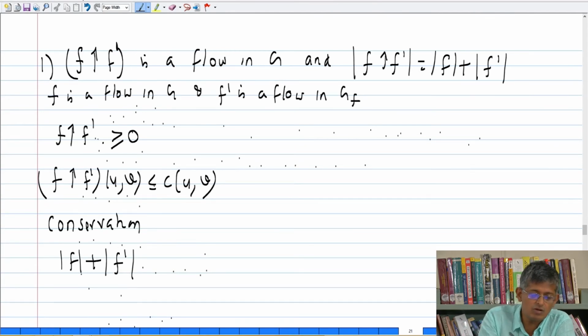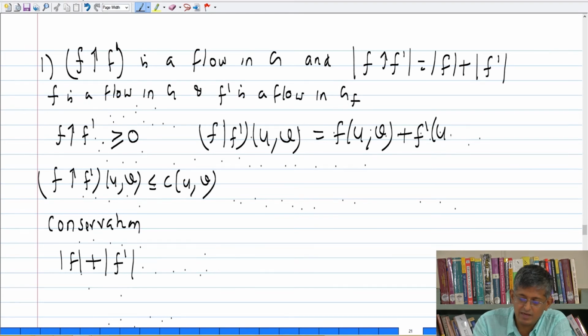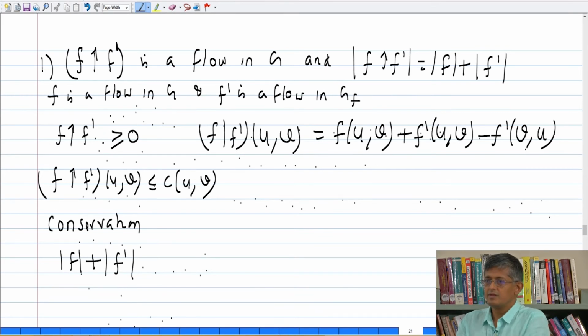So let us write down the definition. You recall this. This is f of (u,v) plus f prime of (u,v) minus f prime of (v,u). So let's tick off the positivity. Can somebody convince me that this is positive? Why is this greater than or equal to 0? There's a subtraction term.